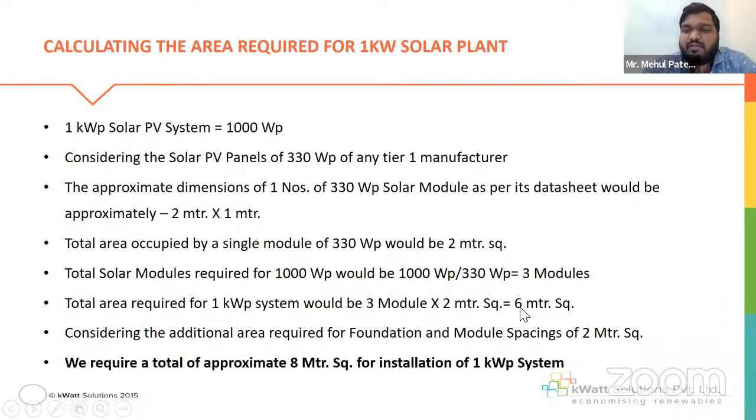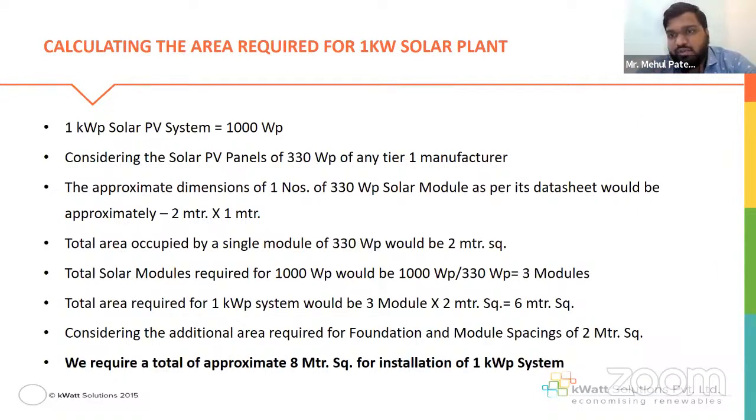So 6 meters square is the complete PV area, and 2 meters square is the additional area for the other things. So considering these two areas, we get a total of 8 meters square for installation of a 1 kilowatt peak system. I hope this is a simple thing that is understood till now.